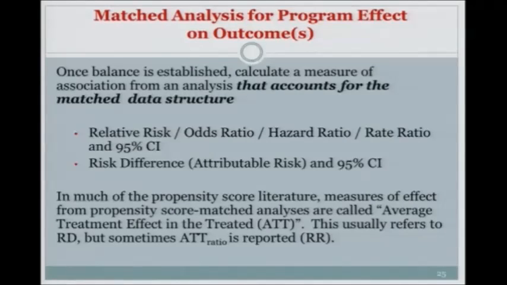Once you've established balance, when you calculate the measure of association for the effect of your program on your outcome, you have to account for the fact that the data are matched. Then you can calculate your ratio measure or your difference measure, your relative and your absolute measures for the effect of the program. It's a very simple calculation. You just have to account for the fact that your matched exposed and unexposed are not independent anymore, because you've matched them on similar covariate mix. You account for that in the standard error. I have equations to do that, or you can do that in software, but it's really simple at this point because you just have a crude analysis, really.